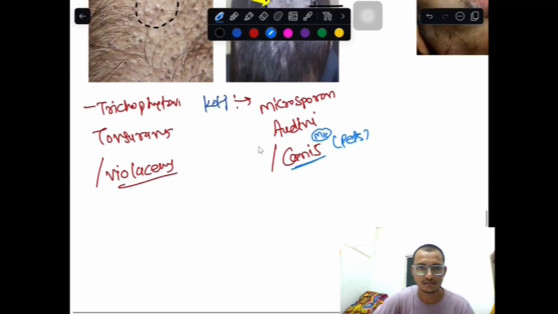If we do Wood's lamp, which color can we see? Violaceum means purple color. Tonsurans means yellow coloring. Microsporum audouinii or canis means we will see gray, grayish white color.